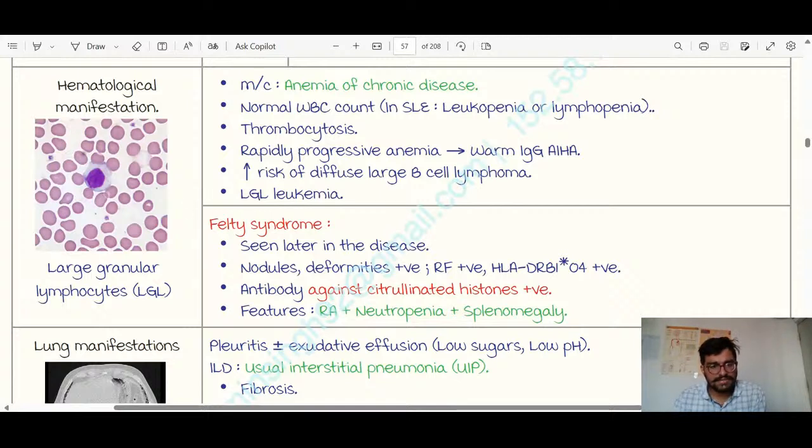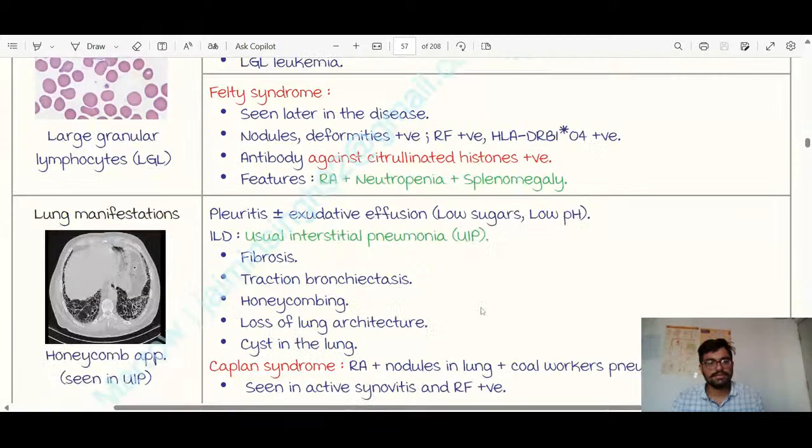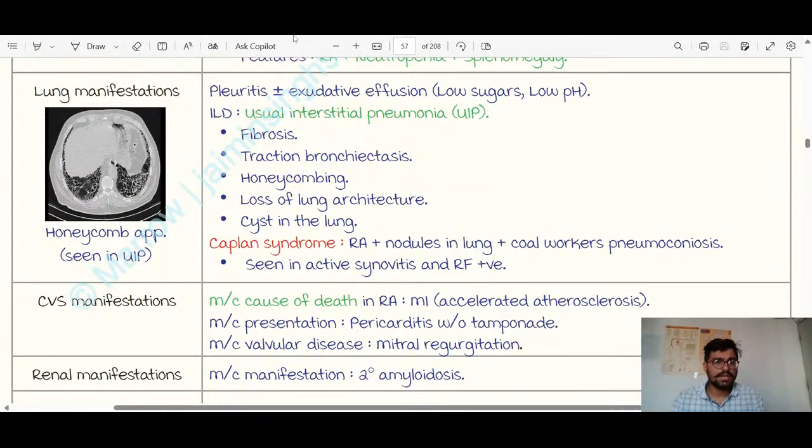Now, Felty's syndrome, seen later in the disease: nodules, deformities, RF positive, HLA DRB1*04 positive. Antibody against citrullinated histones positive. Features of RA and neutropenia plus splenomegaly. These are the features. Now, guys, I will discuss the lung manifestation.